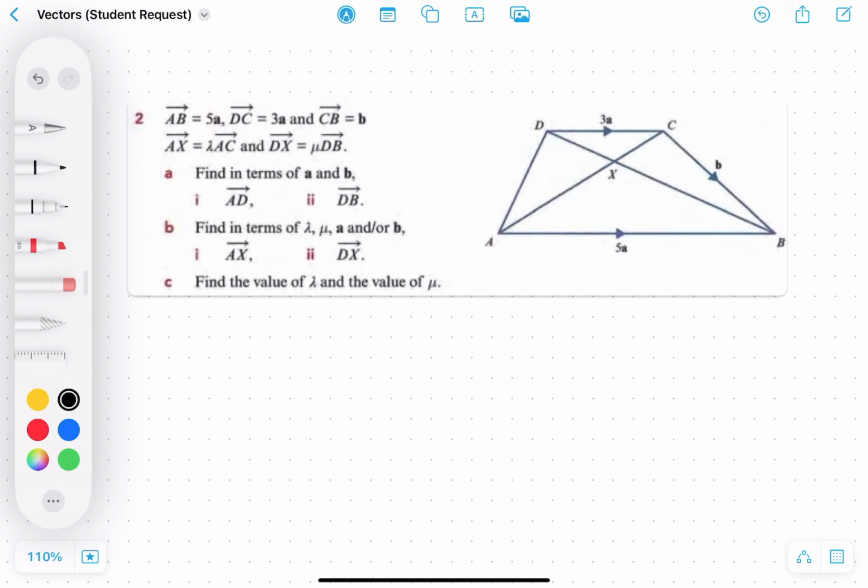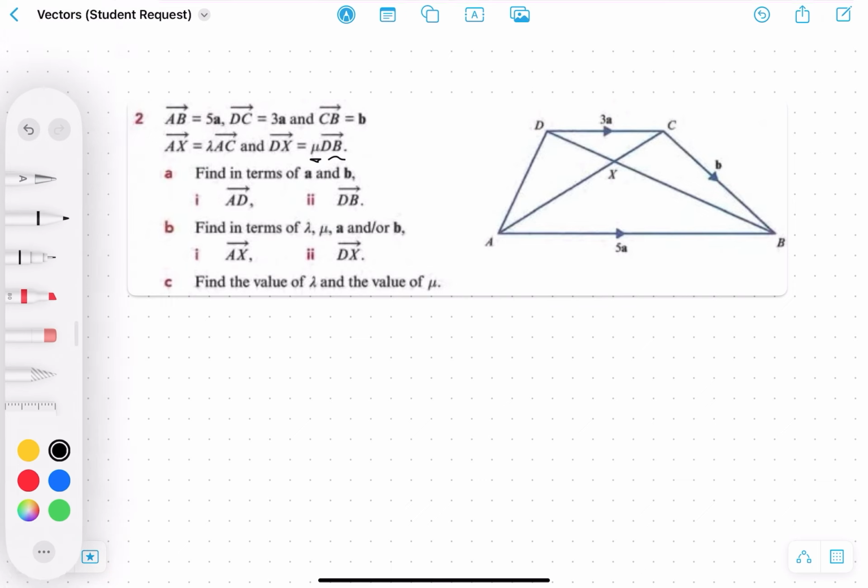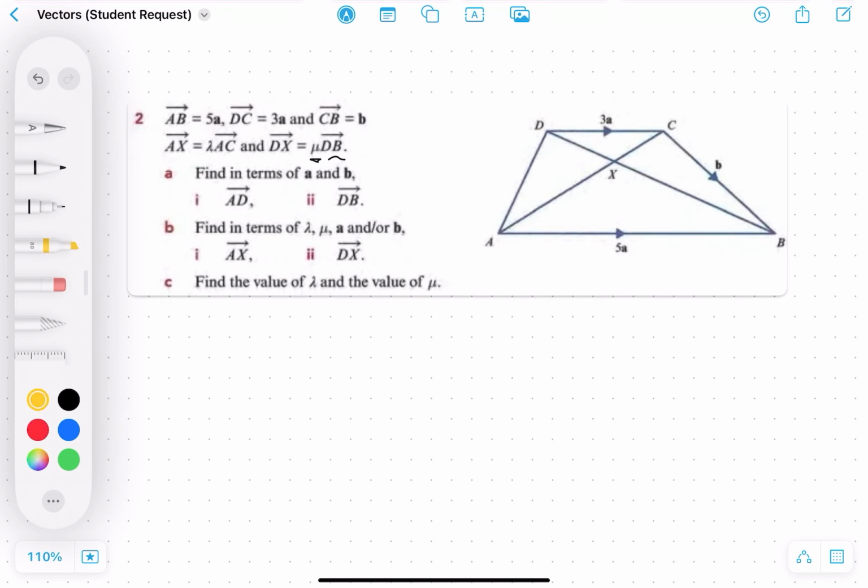Similarly, we have that DX is equal to mu of DB. Again, this constant mu must be less than 1, since DX is just a fraction of DB. But for the first part, all we have to do is find, in terms of a and b, AD.